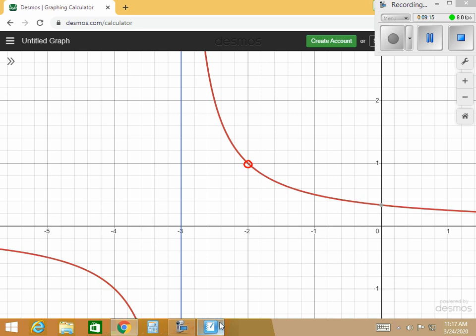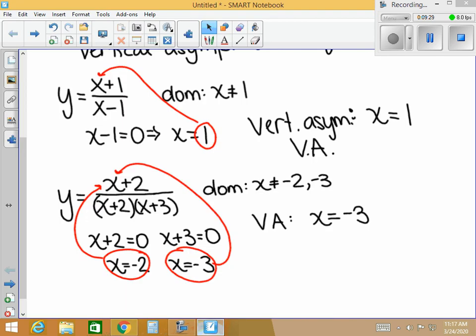And if you trace along the line on your computer or your calculator, it's going to tell you when you get to -2, it's undefined. But at -2, while it's not in the domain, it's not an asymptote. Only x equals -3 is the vertical asymptote there.